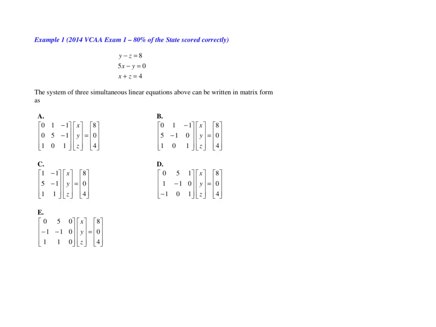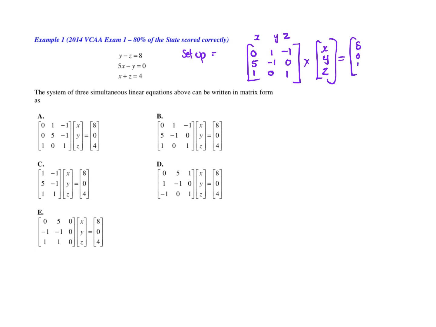Okay, the system of 3 simultaneous equations above can be written in matrix form. Now, so you have, if you look here, you've got 3 equations. So you must have a 3 by 3 to start with. So if we were setting these up, the setup, x, y, and z, it would be, now there's no x in that one. It's 1 and -1. There's 5 here, -1 and 0, 1, 0, and 1. And then it would have been times x, y, z, and it would have equaled 8, 0, and 4.